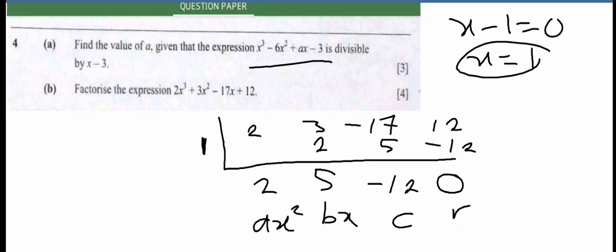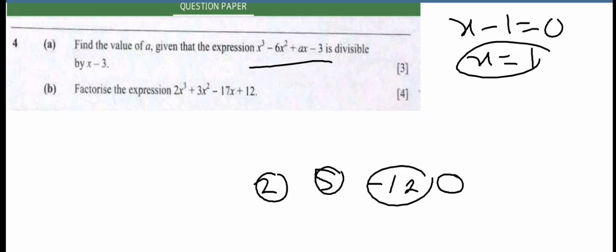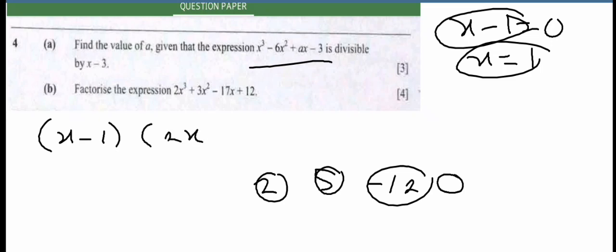Now, we can say that from this one here, we have 2, which is the value of a, 5, which is the value of b, and negative 12, which is the value of c, the constant value. So we can say we have the first one, this linear here, which is open bracket x minus 1. You need to include it, okay? Then the next one is going to be positive 2x to the power 2. Then the next one plus 5x to the power 1. Then the last one we need to have negative 12. Now, we are not done yet because this question is saying we need to factorize the expression.